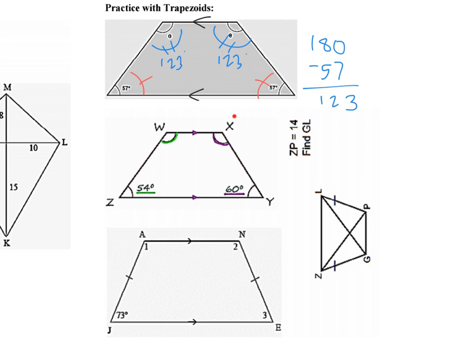Alright, for our next trapezoid here, we can see that these base angles are not congruent, so it is not an isosceles trapezoid, but we can still figure out the missing angles because W plus Z should equal 180, and X plus Y should equal 180. So take a moment right now and figure out what W and X are. Alright, so 180 minus 54 gives us 126 degrees for W. And 180 minus 60 gives us 120 degrees for X.